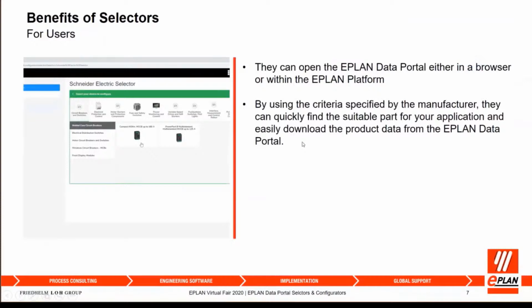And the benefit for our users when there is the availability of a selector, again, is that they can open the EPLAN Data Portal either in the browser or within the EPLAN platform, and then they're able to use the criteria specified by the manufacturer. So as you see here, this is in the format that Schneider Electric would normally offer their information on their website. Now our users, the EPLAN users, can easily see that within our platform as well. So that's one of the great benefits of the selector.